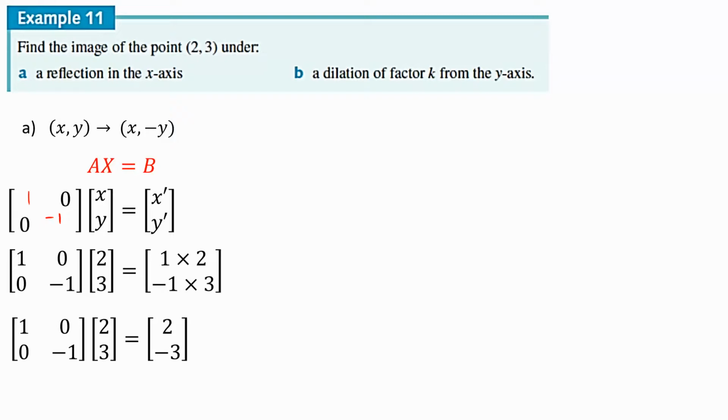Same thing with the next one. It says dilation of factor k from the y-axis. See, from the y-axis, if you're moving away from the y-axis, what values are you affecting? Is it the x or the y's? The x. Okay, because you're moving horizontally away from the y-axis. This is your horizontal x-axis, so you're affecting all the x values. Whereas this one is from the x-axis, you're affecting all the y values because it's vertical.